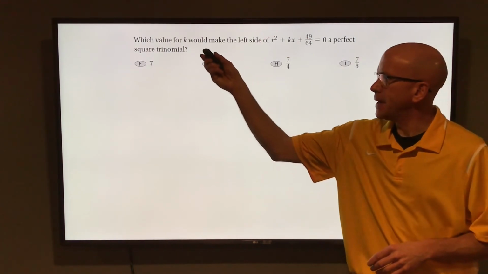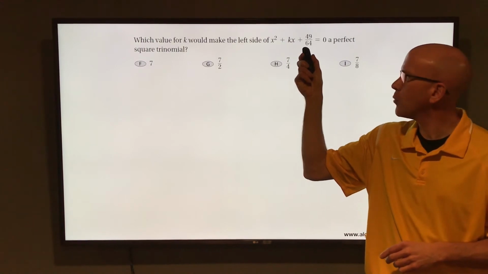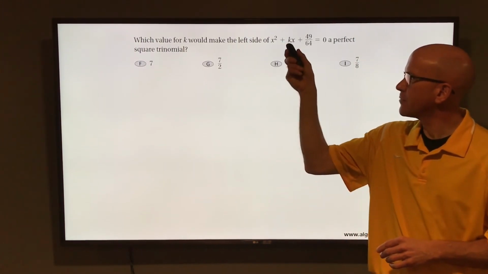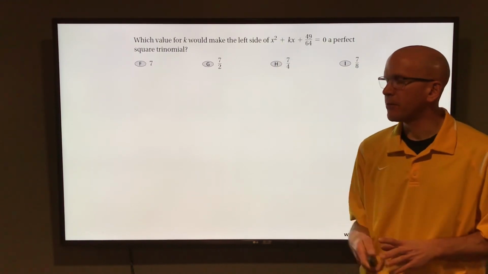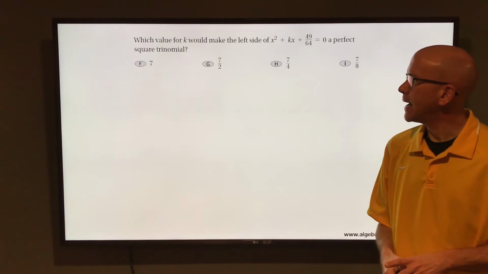Which value for k would make the left side of x squared plus kx plus 49 over 64 equal to 0 a perfect square trinomial? So what value of k makes that left side into a perfect square trinomial? Well, think about that 49 over 64 and how we got that.